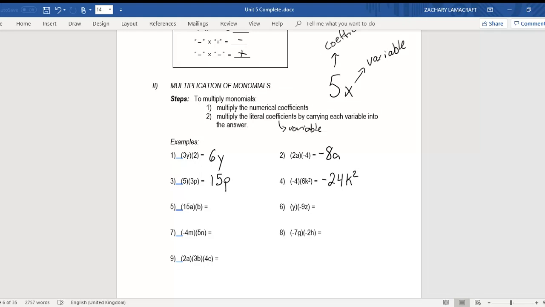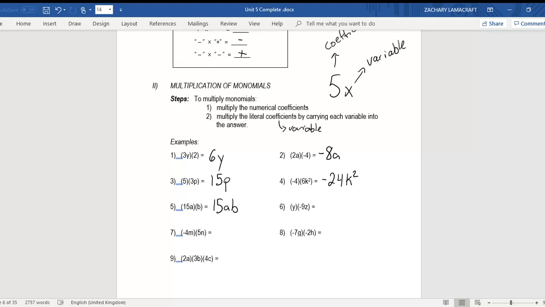The next one, 15a times b. Well, it's 15 because it's just times 1, basically. And then it's a times b, and that ends up being just ab. So the answer being 15ab. Also notice that we tried to keep that in alphabetical order. So we didn't go ba, we went right to ab. And that's just a more simple and proper way to write it.